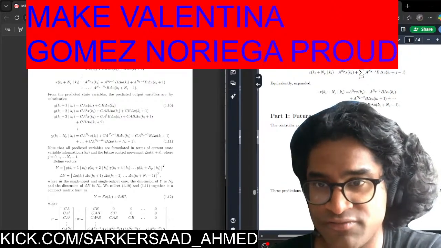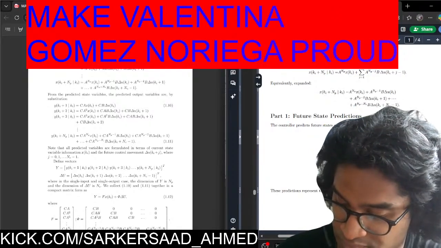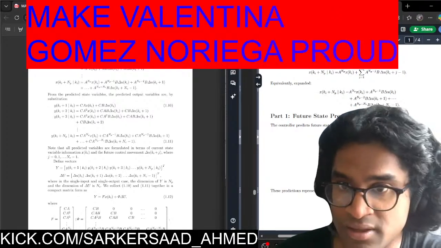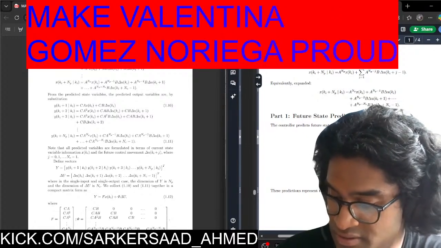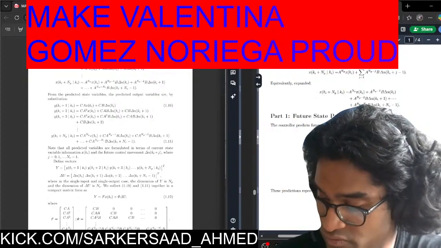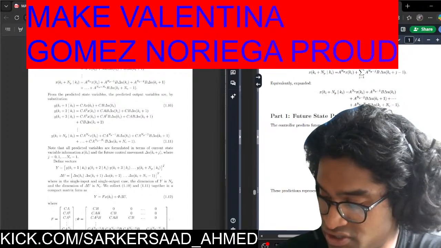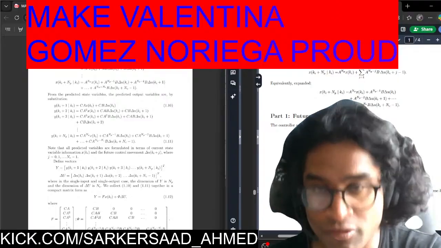So the controller predicts the future states over the prediction horizons. So the controller will predict future states over the prediction horizon.